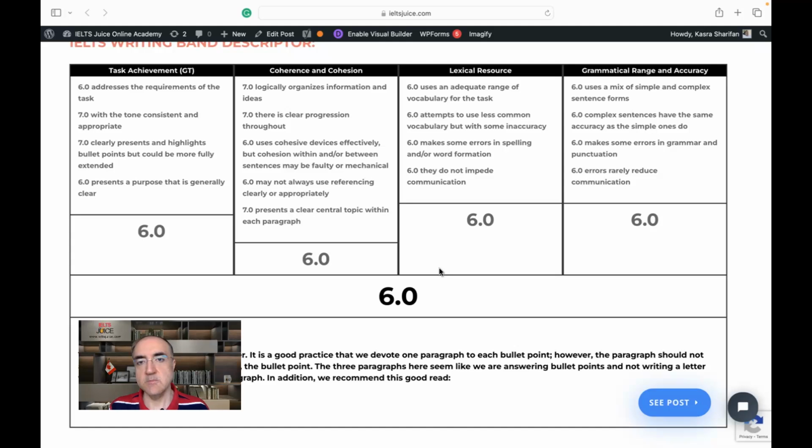Vocabulary-wise, there were some errors. The range was adequate, so you can expect a 6. And the grammatical range and accuracy, again, you could see the mix of complex and simple sentences, but complex sentences come with some errors. Simple sentences come with some errors, and in 1 or 2 instances, the errors affected the reader's understanding. Anyway, all in all, this was a very good letter, a little judgmental towards the end, but still a very well written one. It deserves a 6.